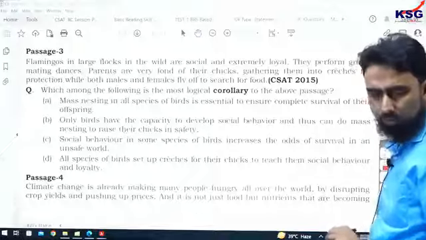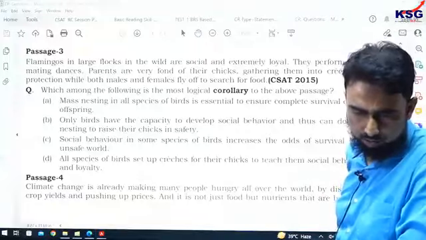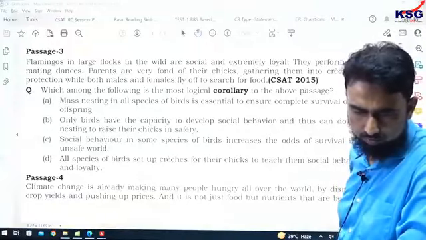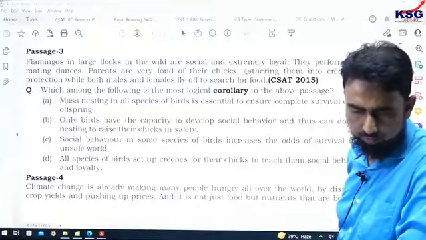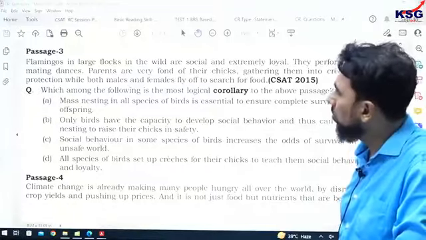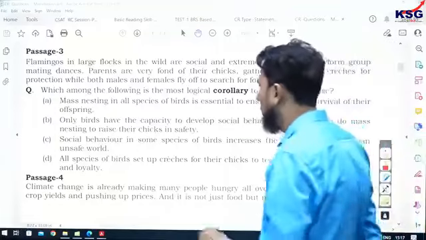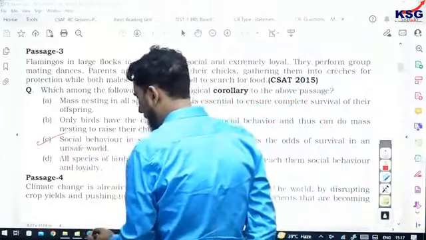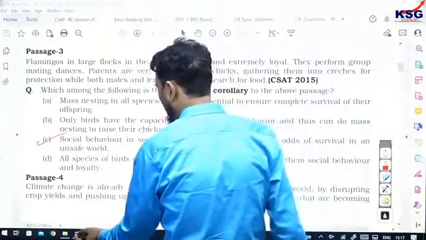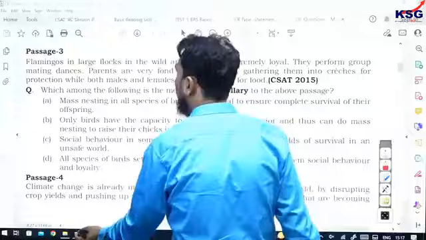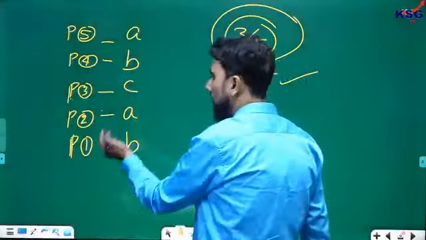Quite simple. How can we conclude about the whole bird species by only reading about flamingos? Where we have chosen about whole bird species, the correct answer is C option here. Did I write about whole? Let me cross check passage number 3. Passage number 3, the correct answer is C.